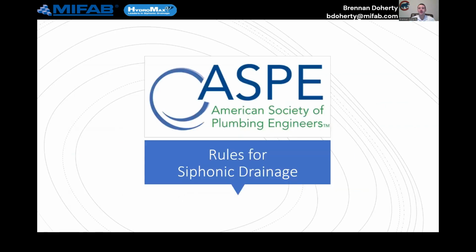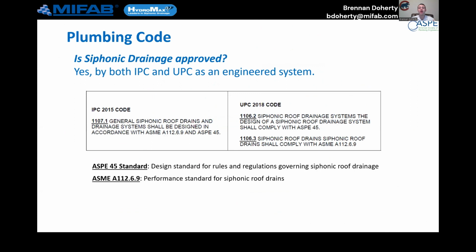Rules for siphonic drainage, what we want to be aware of if we are taking a look at a project. Number 1, siphonic drainage is an engineered system. It has to be stamped off by a licensed plumbing engineer. It is both IPC as well as UPC approved, and they're both asking for the same basic thing: compliance with ASPE 45, as well as ASME A112.6.9.